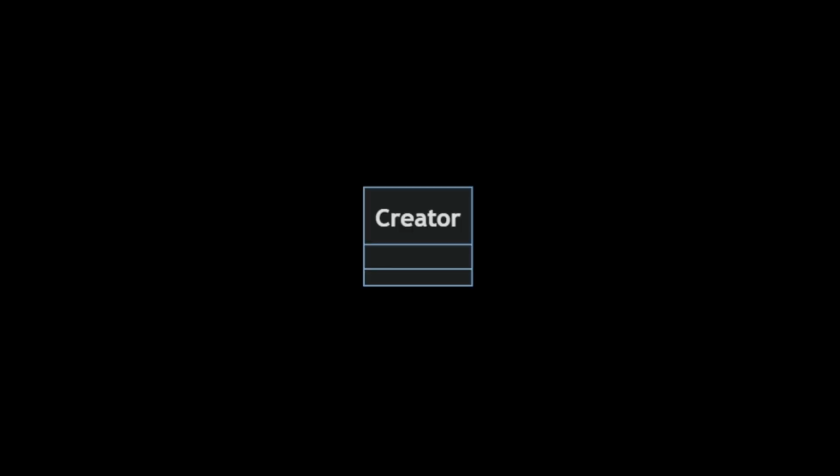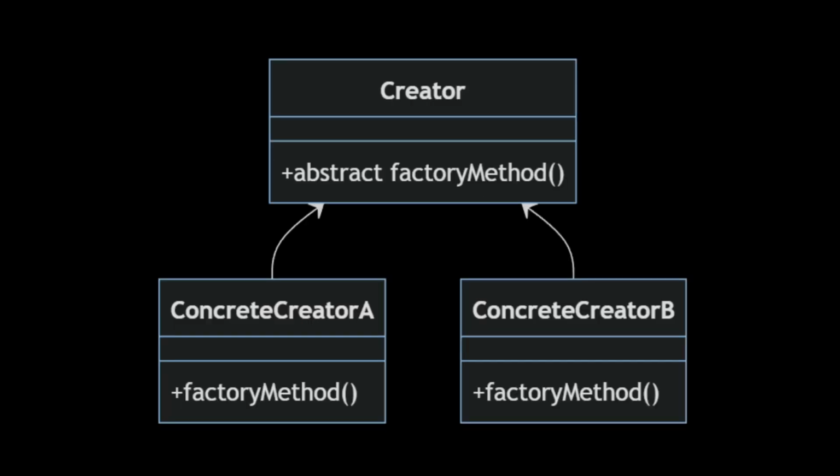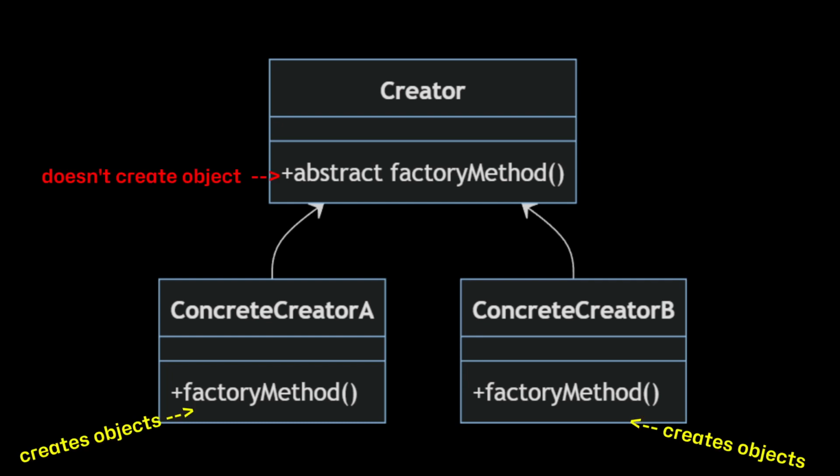There is one creator class that contains the factory method, which is going to be an abstract method, and some other methods with their implementations. Next, there are some concrete creator classes that implement that abstract factory method. But what exactly does this factory method do?